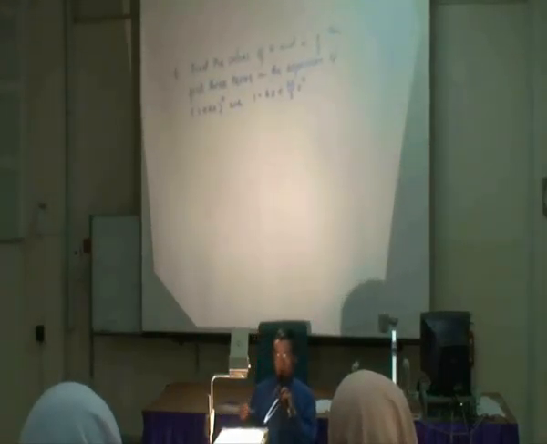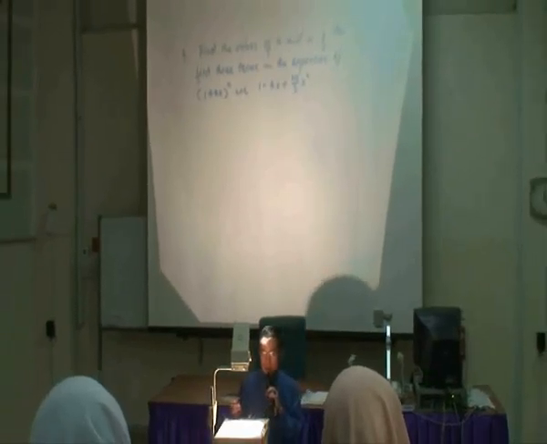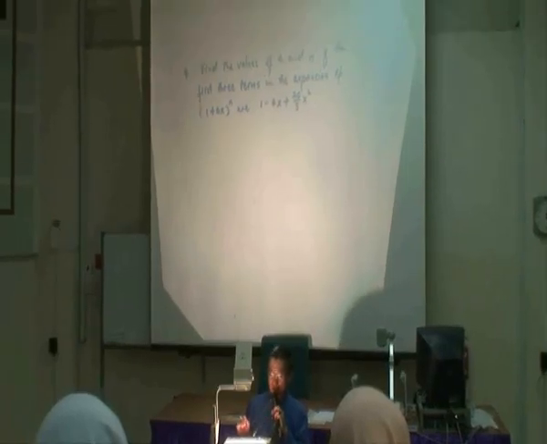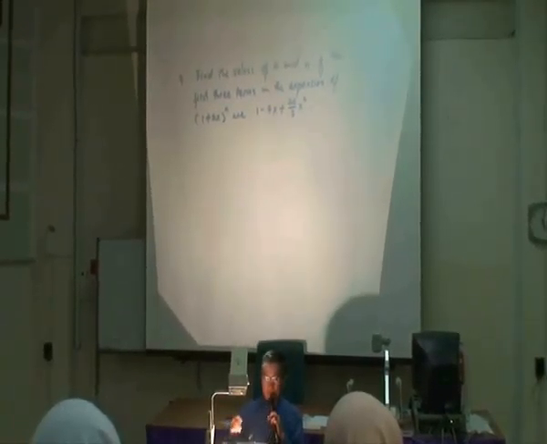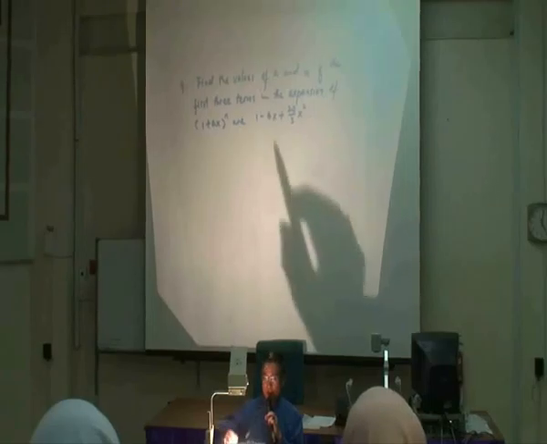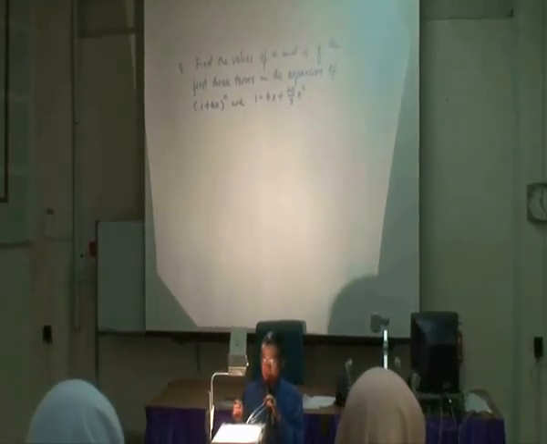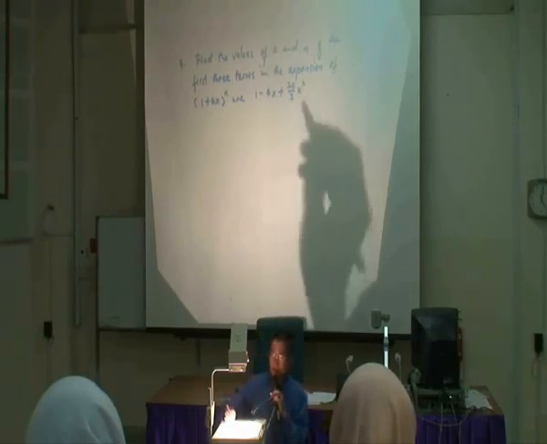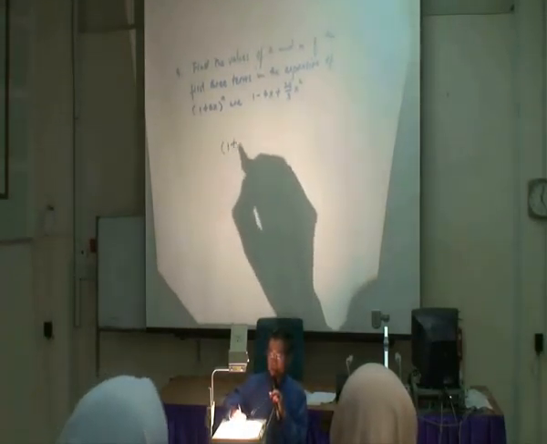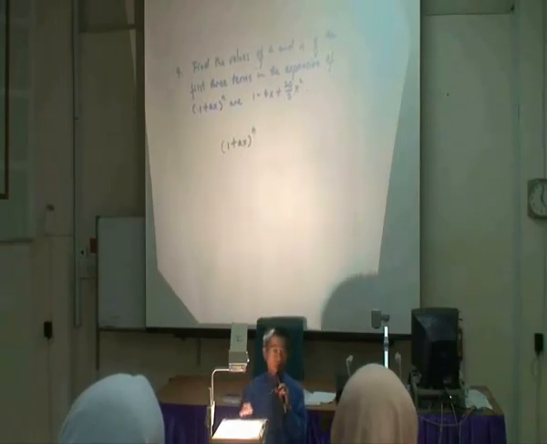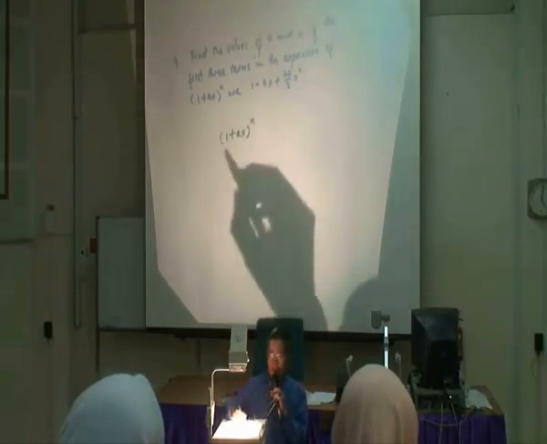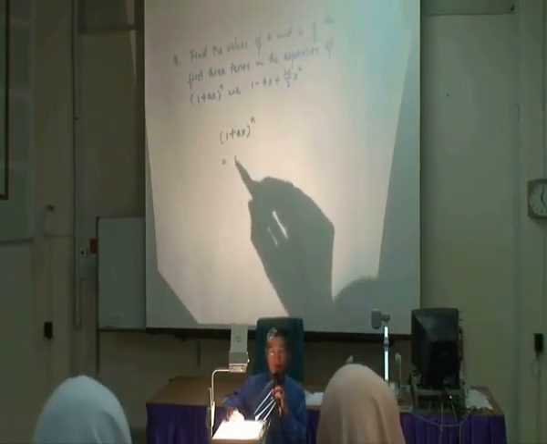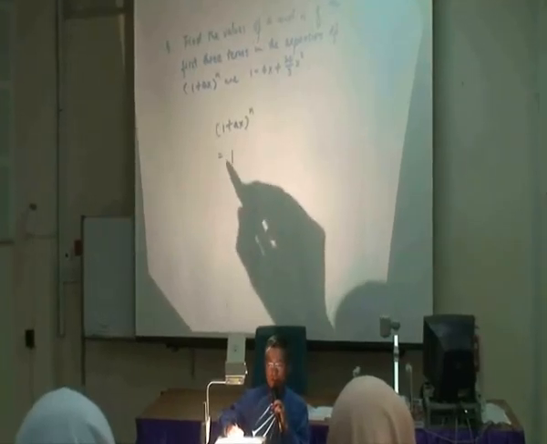Okay, look at one more example. Example 4. Find the values of a and n if the first 3 terms in the expansion of 1 plus ax to the power n are 1 minus 4x plus 20 over 3 x squared. So in this case, we use the theorem, expand this until the third term. First term will be 1 to the power of n, and coefficient is 1.